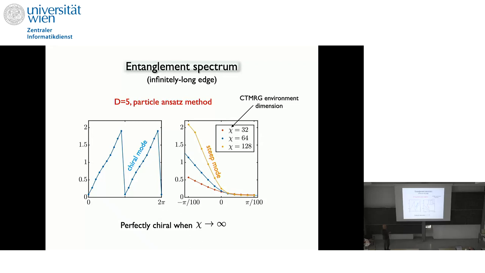So the argument, if you buy it, is that if you let chi go to infinity, which corresponds to the perfect, ideal contraction, then it will become infinitely steep, and you get a perfectly chiral spectrum for this wave function. This is the quasi-energy, and this is the momentum. And this part is a zoom of this region here. When you zoom, you see that this is not infinitely steep. It's not a discontinuity, but it has a finite slope. We argue that this finite slope is basically a finite chi effect.